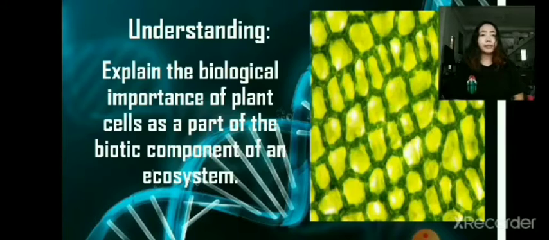Understanding. Explain the biological importance of plant cells as a part of the biotic component of an ecosystem. This learning outcome is appropriate in this category understanding because students must realize and internalize how vital a single plant cell is to the ecosystem.